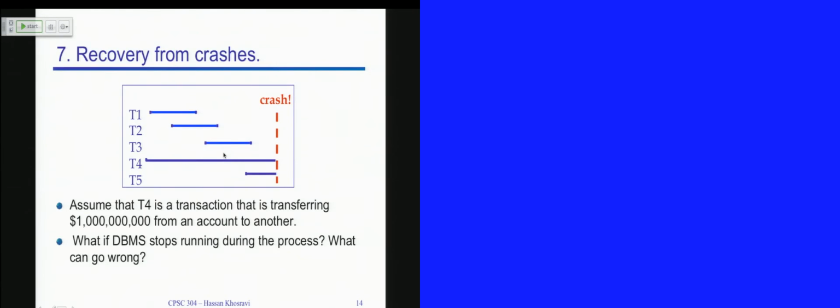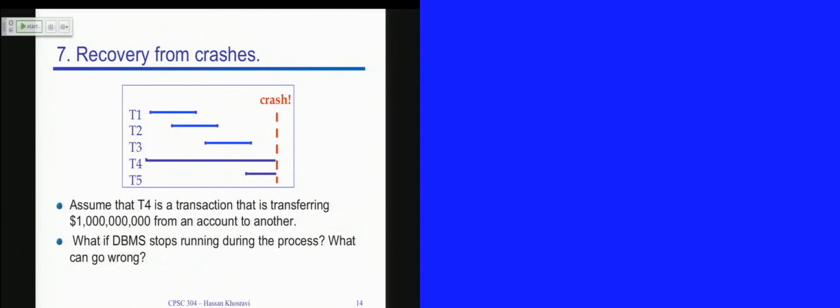And recovery from crashes. Let's assume that you're currently doing multiple transactions, let's say T1 to T5, and more specifically, this T4 is a really important transaction. You're transferring a lot of money from one account to another account. And while you're doing that, in the middle here, the system crashes. What if the DBMS stops running during the process? What can go wrong? Anyone want to take a guess?